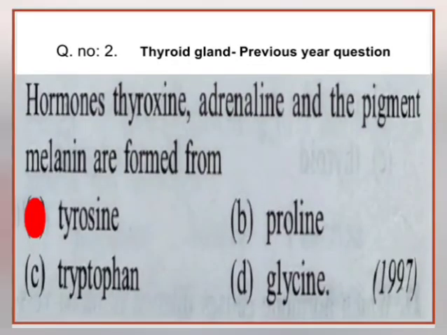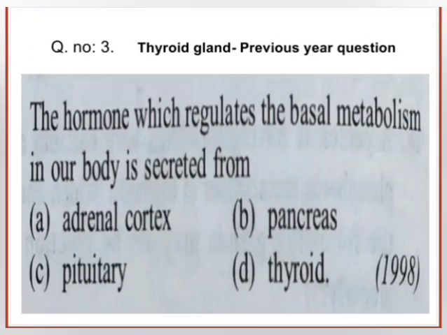Option A, tyrosine. Question number 3, 1998 NEET question. The hormone which regulates the basal metabolic rate in our body is secreted from. Option A, adrenal cortex. Option B, pancreas. Option C, pituitary gland. And option D, thyroid gland. An easy question. The correct answer is option D, thyroid gland.